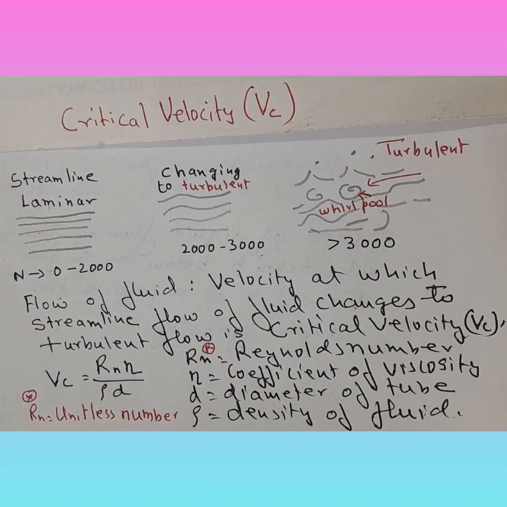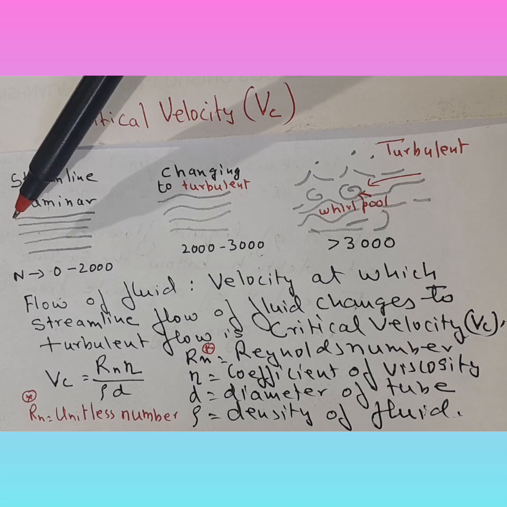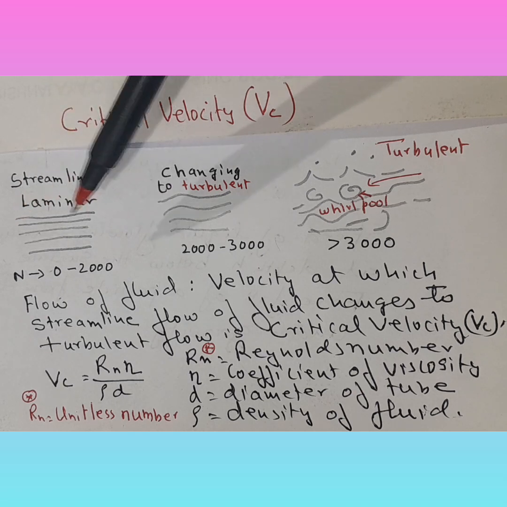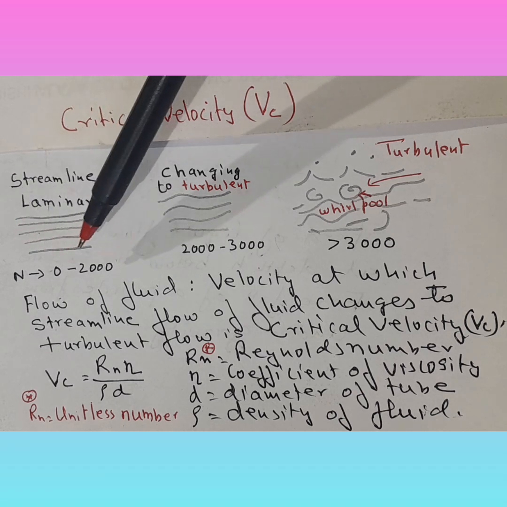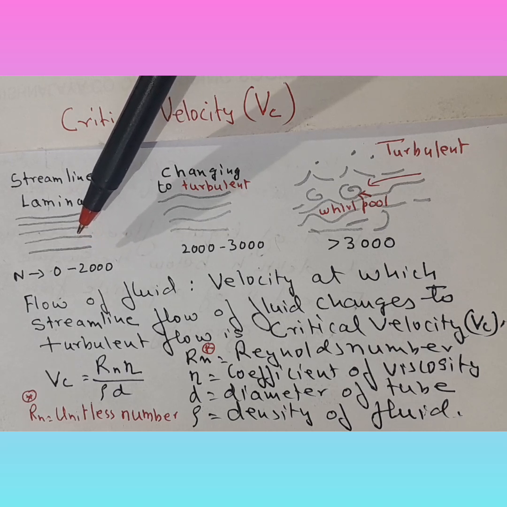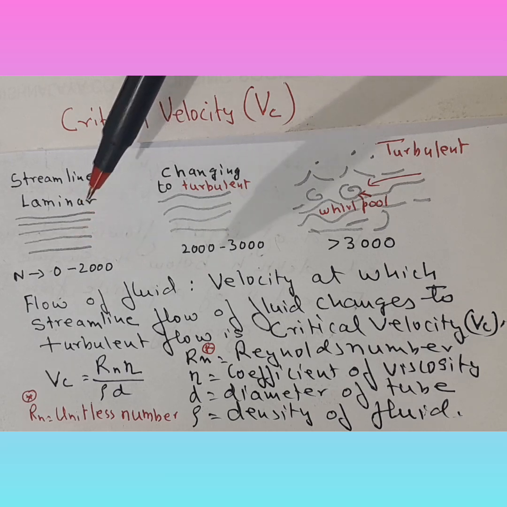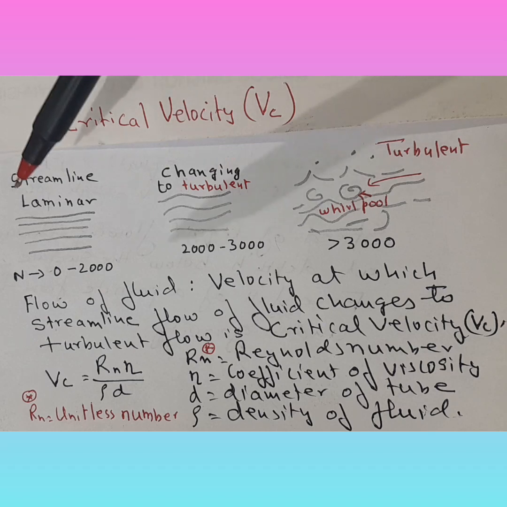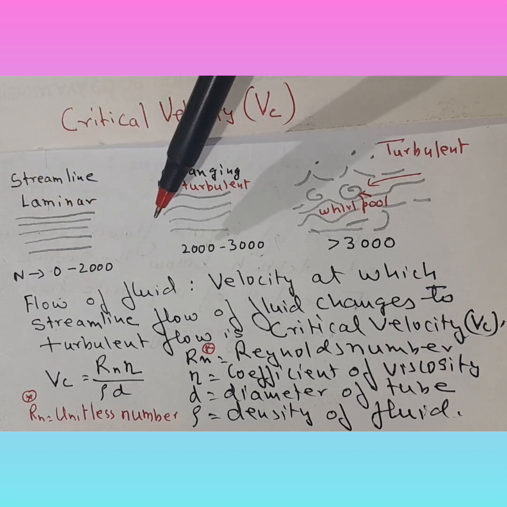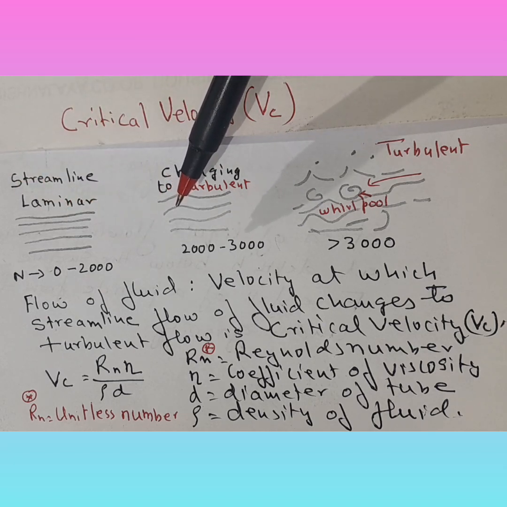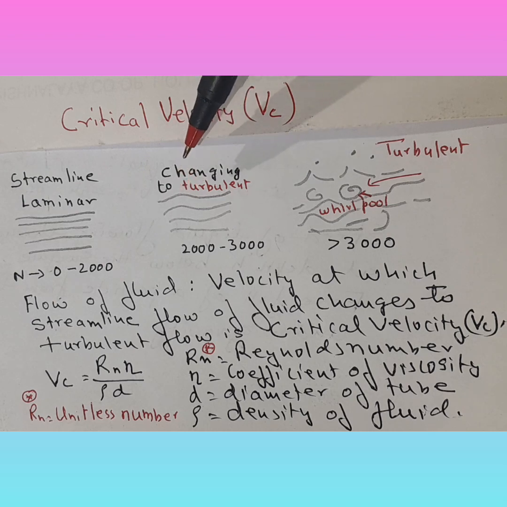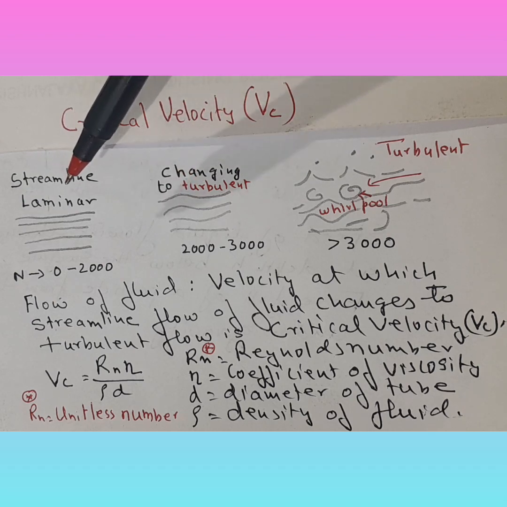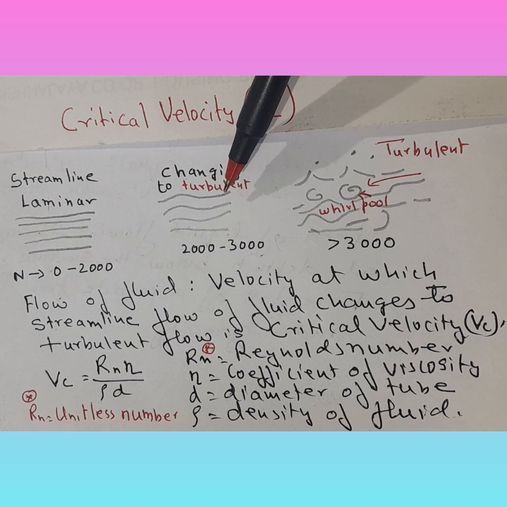Let's try and understand critical velocity in fluid mechanics. Think of a river. A river has streamline flow. Streamline flow is laminar flow, a very peaceful flow. And then imagine when it's about to meet an ocean. Near the junction, it just changes from streamline flow to turbulent flow.